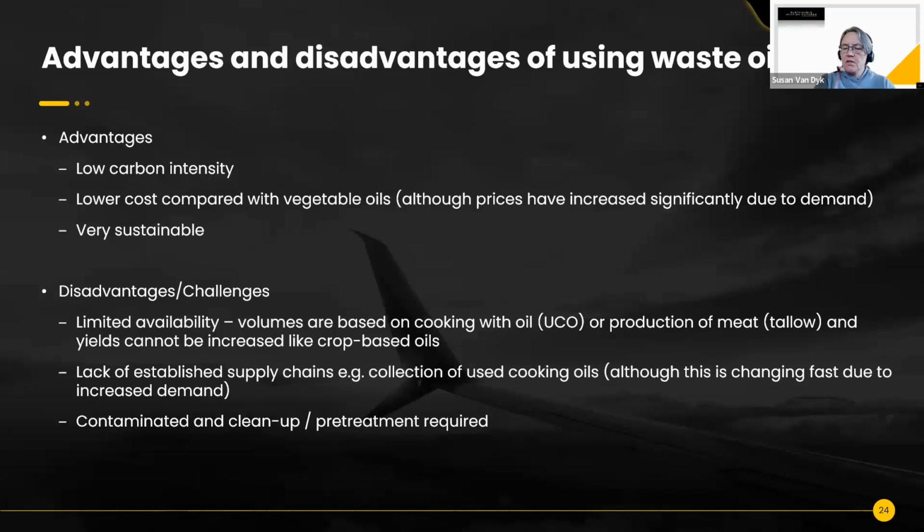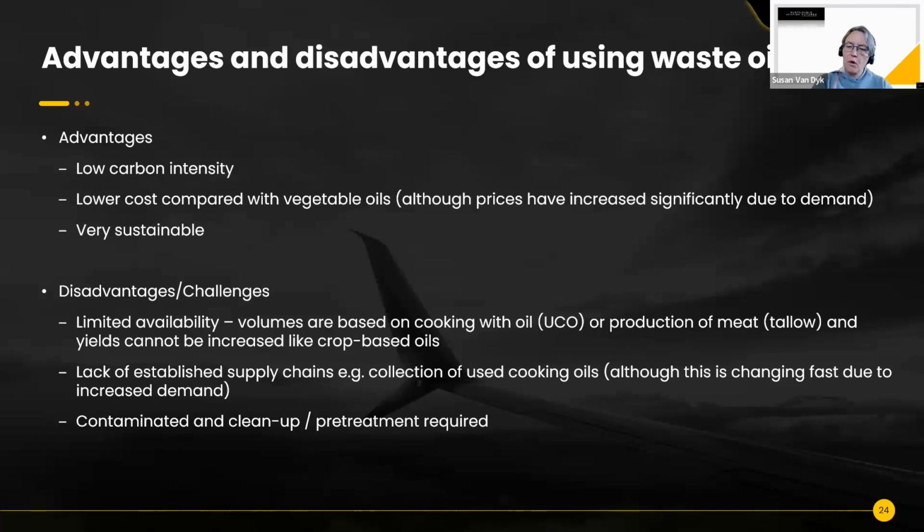So, advantages and disadvantages of using waste oils. Obviously, it has a very low carbon intensity. If you're looking at used cooking oil, because it's a waste, it starts off with a zero carbon intensity, and then it's only the cost of transporting it and the cost of processing it into SAF that is counted as the carbon intensity.